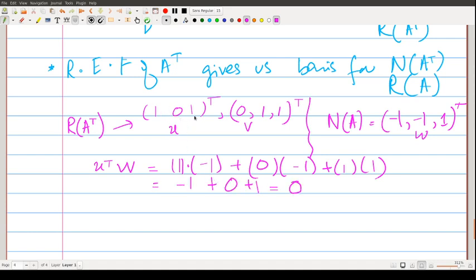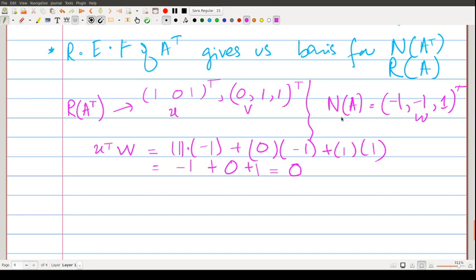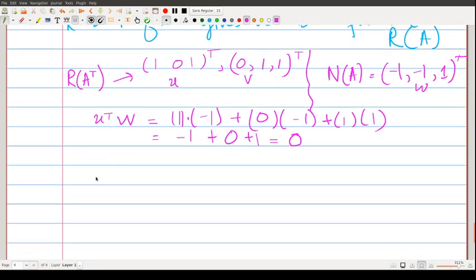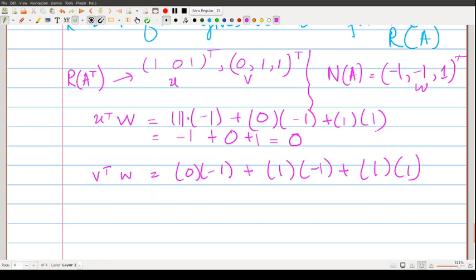That is, this vector is orthogonal to this vector, which makes sense, because this is part of the null space of A, and this is part of the column space of A transpose. These entire spaces are orthogonal complements of each other, which means the vectors that make up their bases must be orthogonal to each other as well. Similarly, you can verify that V transpose W should give you 0 as well: 0 times -1 plus 1 times -1 plus 1 times 1, which is 0 minus 1 plus 1, giving you 0.